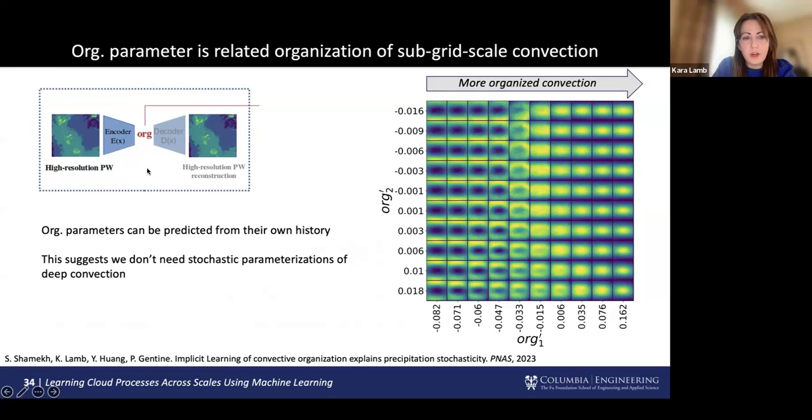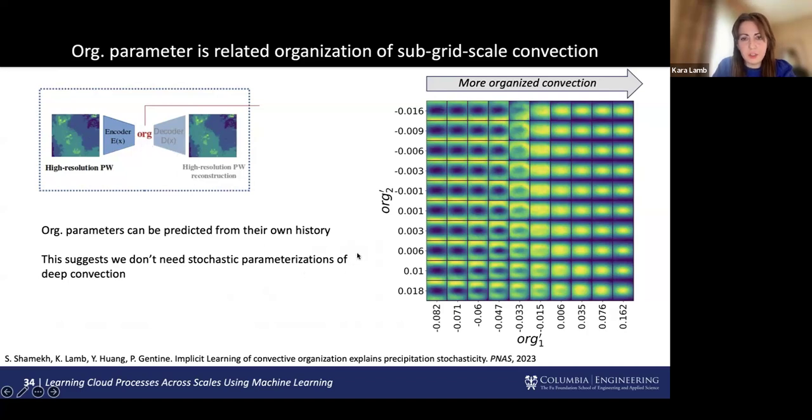And the last thing that we can look at is trying to interpret what was learned in this organization parameter. To do that, we also train this decoder function. It maps from the organization parameter back to the high resolution precipitable water fields. So we can look at what these organization parameters mean in terms of the high resolution precipitable water fields.